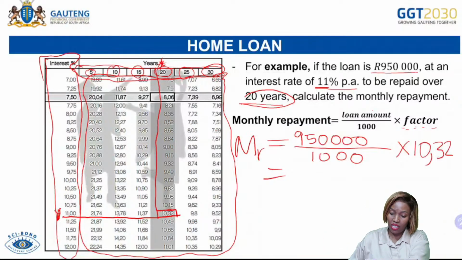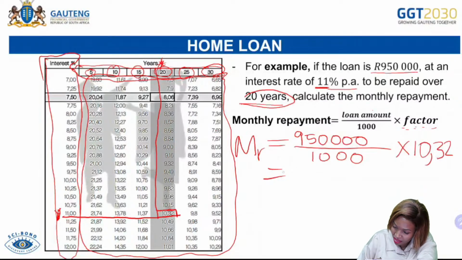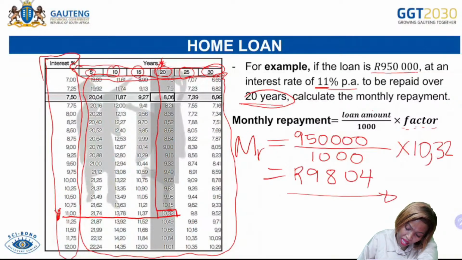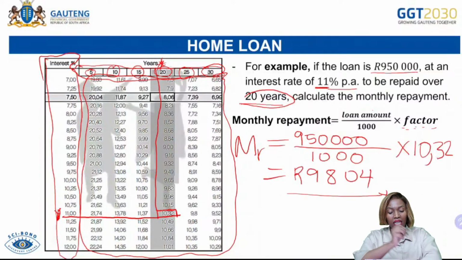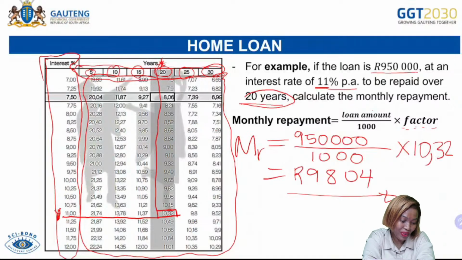Let us all punch this in our calculators. It is 950,000 divided by 1,000, and then we multiply that by 10.32. We want to know how much this person is going to be paying every month for that loan. So this person would be paying 9,804 per month. This would be the monthly installment of this loan. So this is how you use the factor table.